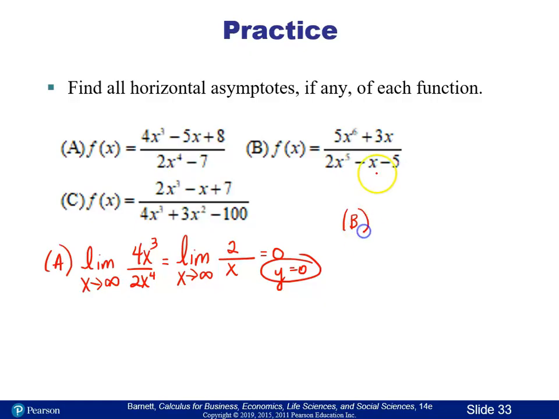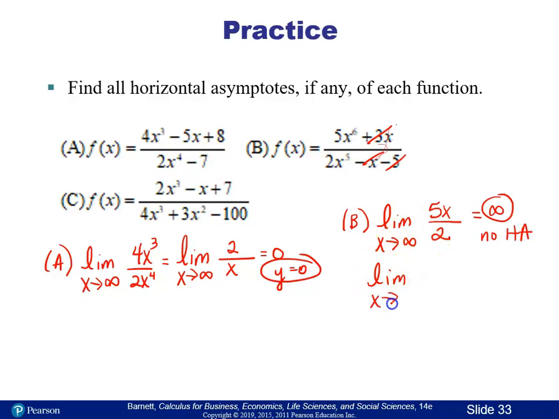For part B, the numerator is going to keep growing. So there we're going to have the limit as x goes to infinity of 5x over 2, because if I reduce this down, I'm going to have 5x over 2. So this is going to go on to infinity, so I have no horizontal asymptote. Now, if the limit were to go to negative infinity, then this would go to negative infinity as well.